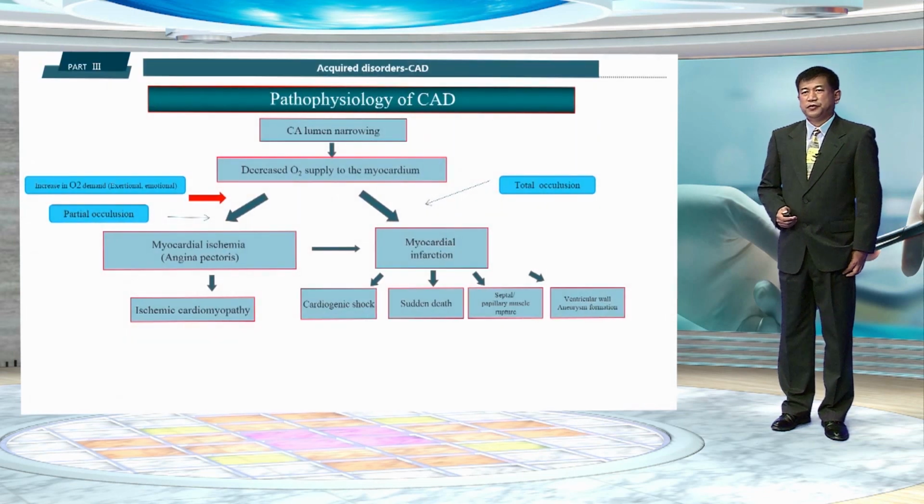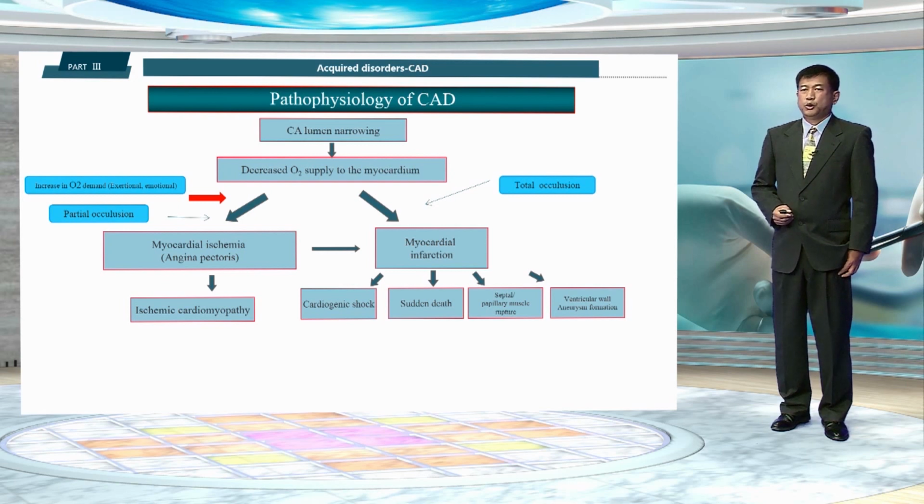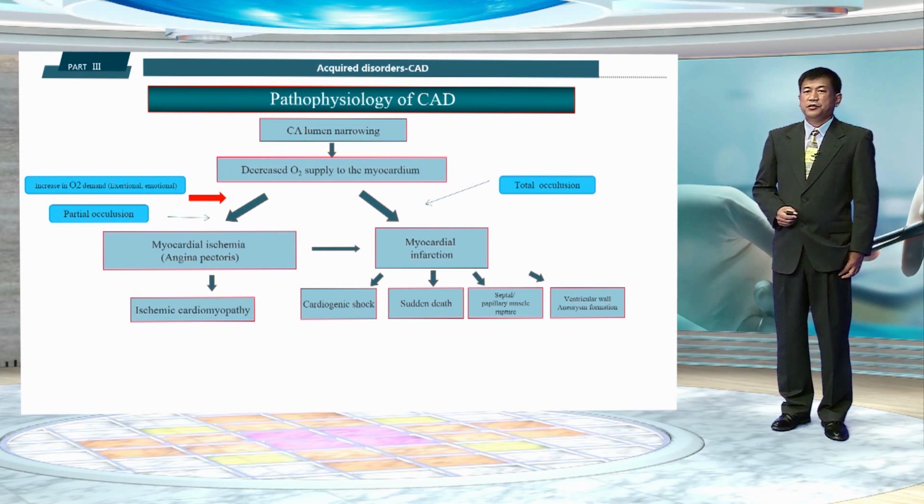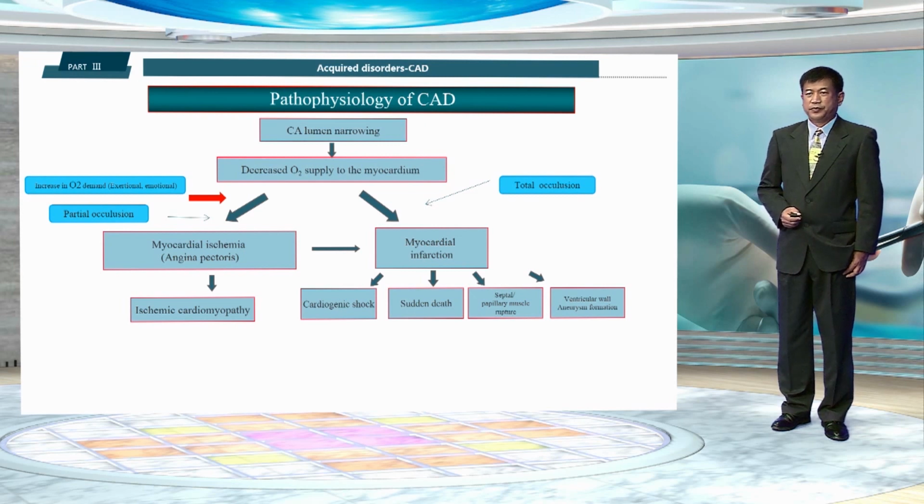So the pathophysiology of coronary artery disease is simple and easy to understand. You see, the blood supply to the myocardium is decreased due to lumen narrowing. There are two situations. The first one is a partial occlusion. At this time, the patient may remain stable, but at the time of increased oxygen demand, for example, emotional or exertional, the patient may have myocardial ischemia. And clinically, it is called angina pectoris.